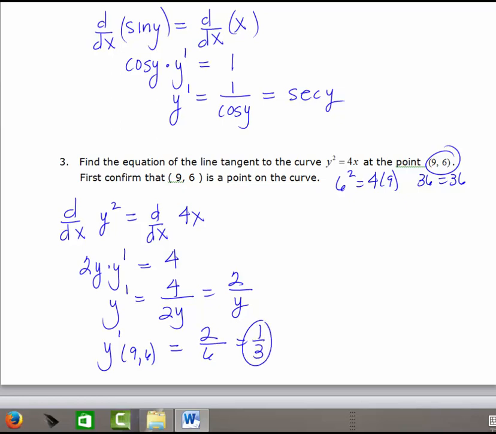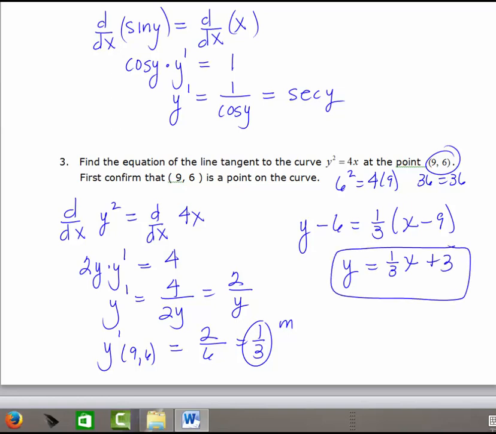So this is my m. So I do y minus the y coordinate equals 1/3 times x minus 9. And when you simplify, we're going to get y equals 1/3 x plus 3. Okay. And so this is the equation of the tangent line to the curve y squared equals 4x at the point (9, 6).